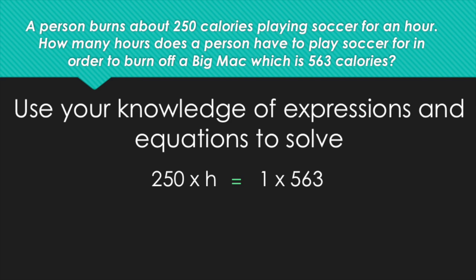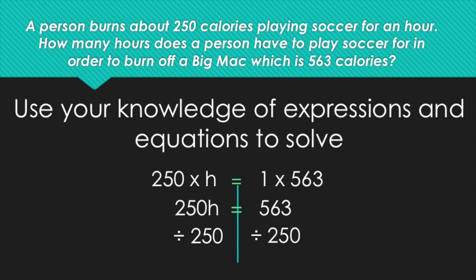Now remember, when you're solving expressions like this, you put a line down the middle because whatever you do to one side, you do to the other. 250h equals 563. Now we divide by 250 to get h by itself, and then we get h equals 2.25.